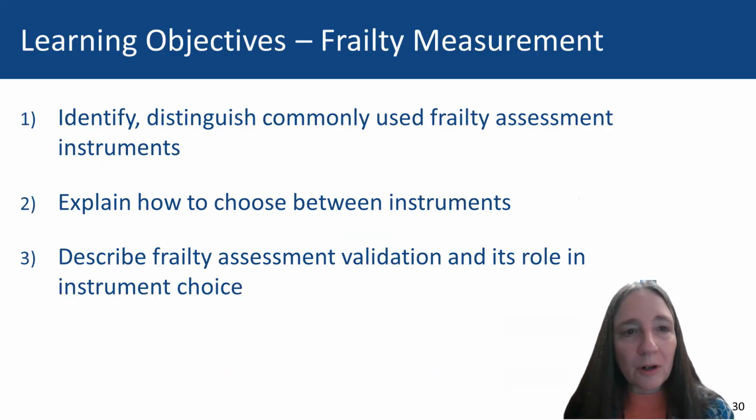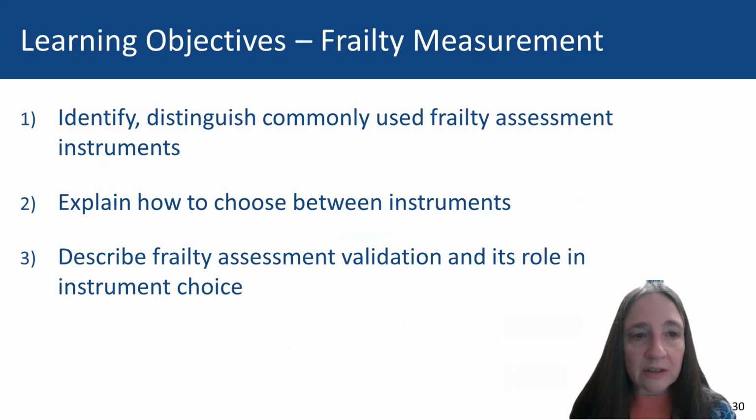And so that's it for our module. Hopefully, you're now able to identify and distinguish commonly used frailty instruments, including the Deficit Accumulation Index, pre-disability paradigm and measure of the SPPB, and the physical frailty phenotype, to explain how to choose between instruments by considering their use and what it is you're trying to measure. And finally, to describe frailty assessment validation, the things we just went over, and its role in instrument choice, providing evidence that the measure does assess what it's meant to measure.